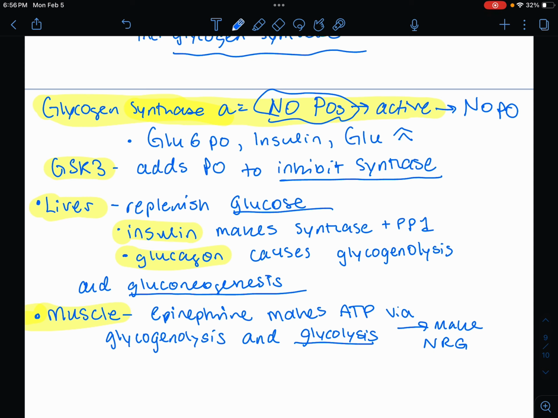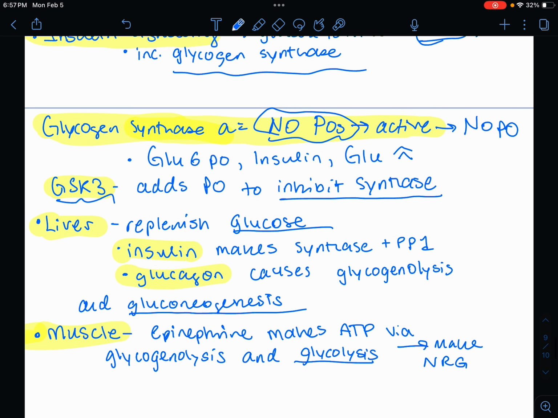We also have this glycogen synthase kinase 3. This enzyme will add phosphates to glycogen synthase A in order to inhibit it, and it's going to become glycogen synthase B. Once GSK3 is finished phosphorylating the synthase, it's going to turn into B, or inactive. PP1 is also involved here.